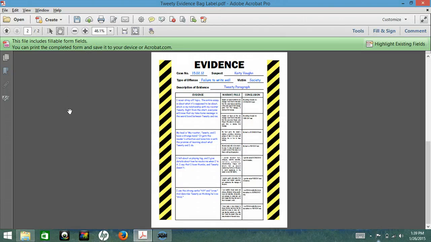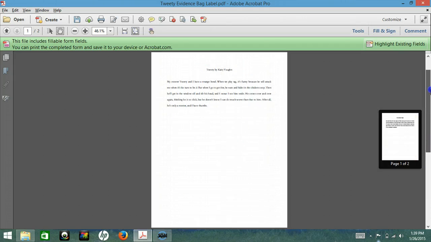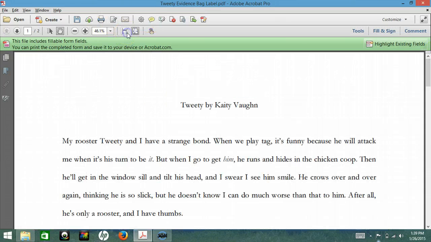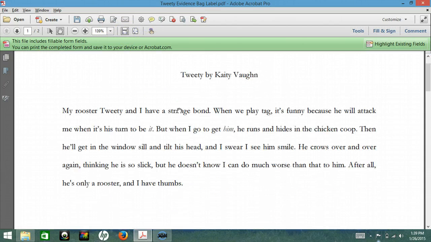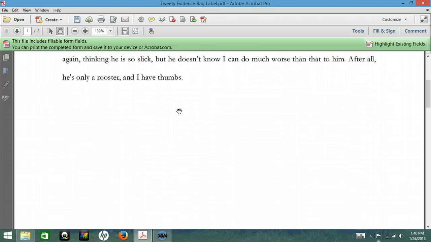Okay, so this is a brief tutorial on how to fill out your evidence bag label. You need one evidence bag label for each piece of writing you choose as an artifact. For the tutorial, I'm going to use Katie's paragraph about her rooster Tweety, and I'm going to show you how she filled out her evidence tag for that piece of writing.